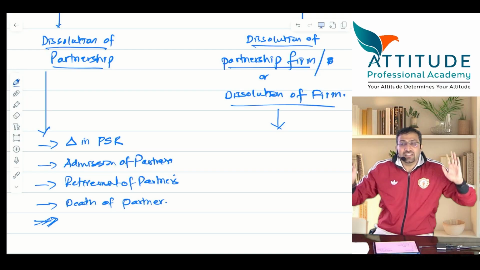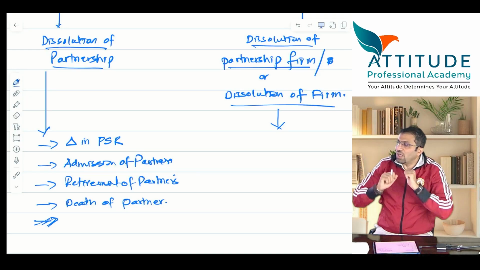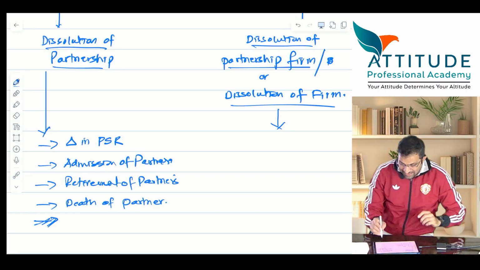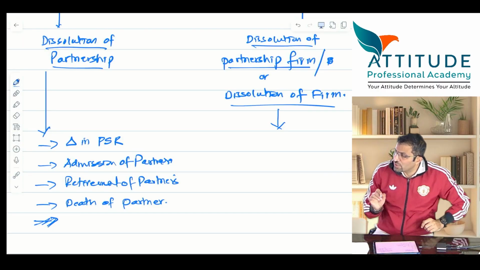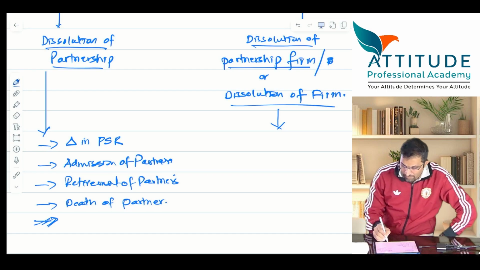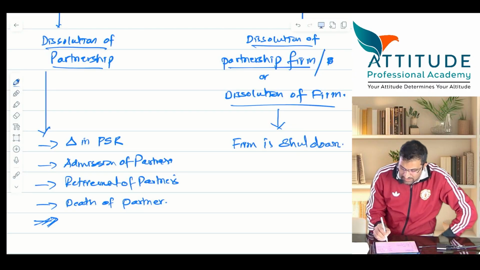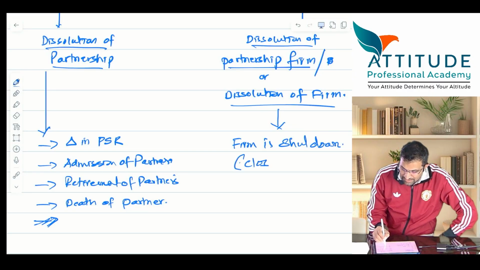But in dissolution of partnership firm, here the firm only will come to an end. Is that clear? Shutter down. All the assets are sold. Liabilities are paid off. Business is finished. That is known as dissolution of firm. So in dissolution of firm, what happens? Firm is shut down. That is closed. Is that clear?